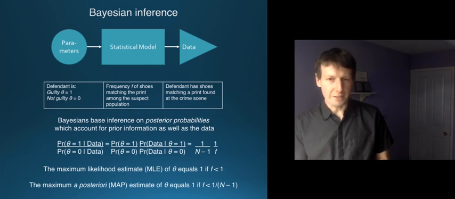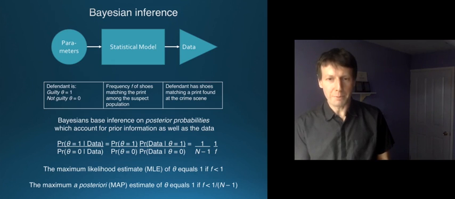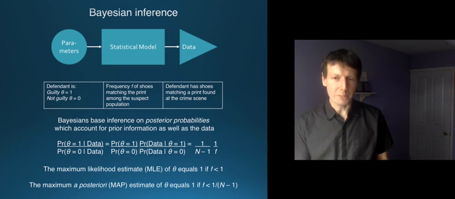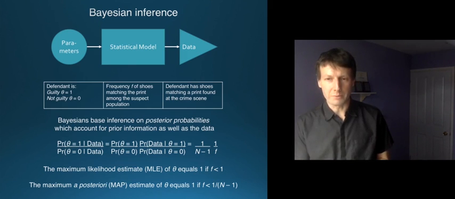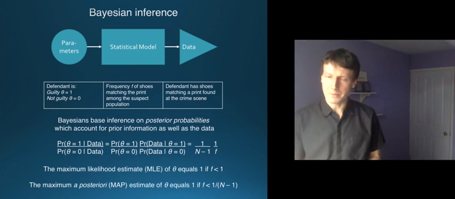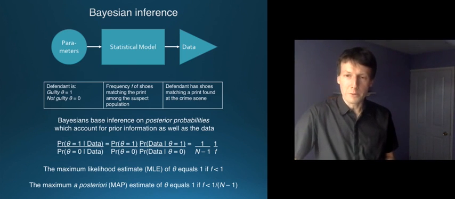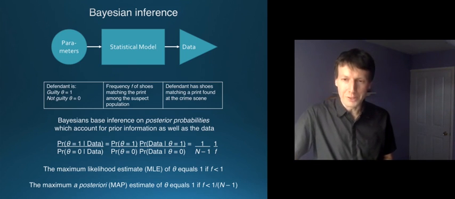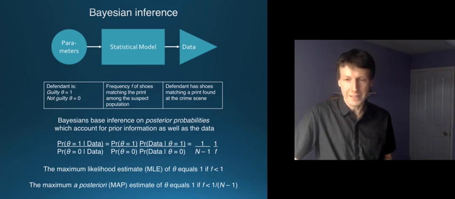So the most likely scenario in the Bayesian's view, which is known as the maximum a posteriori estimate of the parameter theta, would equal 1, guilt, only if f exceeds not 1, but 1 over n minus 1. And let's assume that population is reasonably large, maybe there's 100 individuals. So f needs to be, I said exceed, but what I mean is it needs to be smaller than 1 over, say, 99. So that's a big difference.